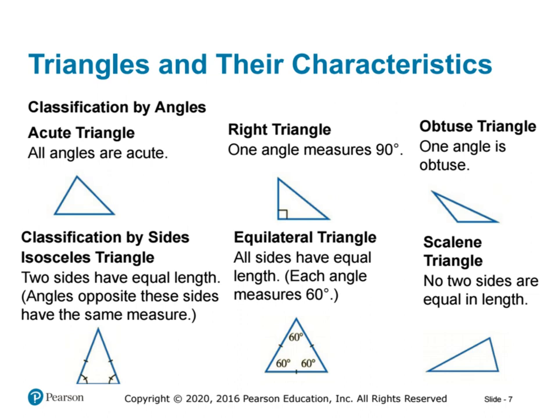All right, triangles and their characteristics. So we have acute, right, obtuse, isosceles, equilateral, and scalene. So if you want to read through those, go ahead and pause, and you can read those definitions.